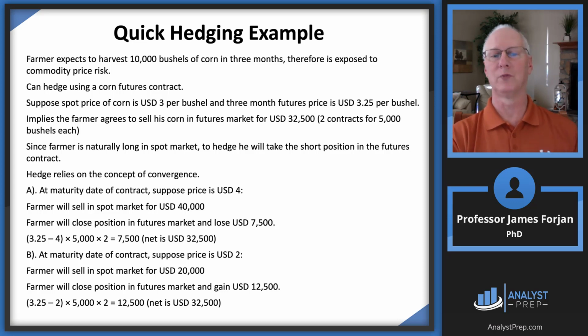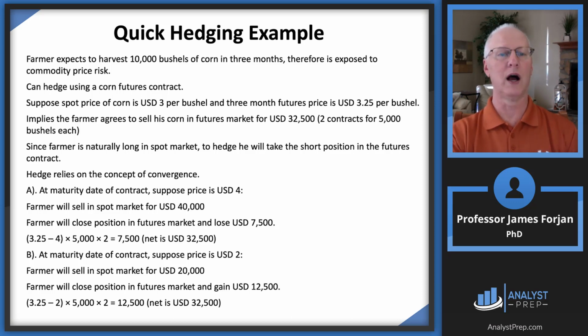The farmer will go to the spot market and sell his or her bushels of corn, 10,000 times $4, and receive $40,000, right? This is good news for the farmer in the spot market. But since the farmer was short in the futures market, there's going to be a loss, right? So what is that loss?